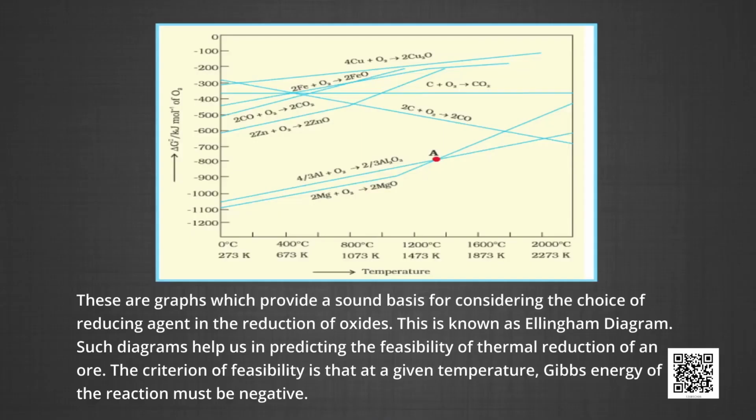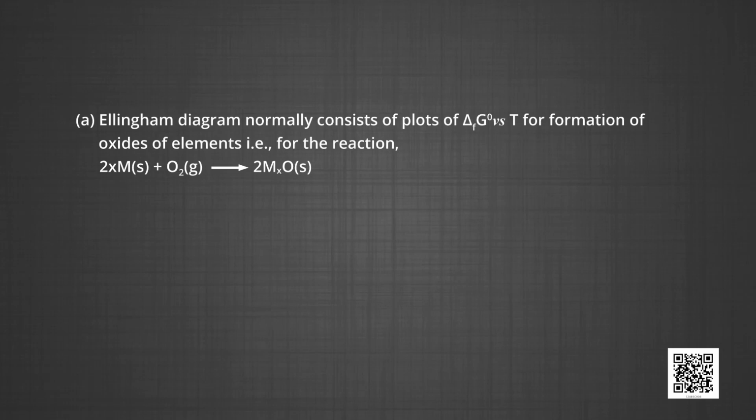Let us first understand the use of Ellingham diagrams. These are graphs which provide a sound basis for considering the choice of reducing agent in the reduction of oxides. This is known as the Ellingham diagram. Such diagrams help us in predicting the feasibility of thermal reduction of an ore. The criterion of feasibility is that at a given temperature, Gibbs energy of the reaction must be negative. Ellingham diagrams normally consist of plots of delta G naught versus T for formation of oxides of elements.